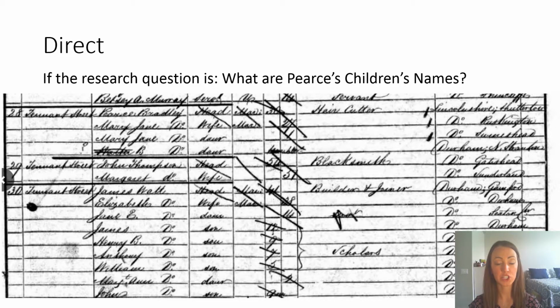What are Pierce's children's names? If that is my research question, then this census record answers that directly because it gives the name of his daughter, Mary Jane Bradley. So that's direct evidence that his daughter's name is Mary Jane. And see how it says daughter here? That's direct evidence that she's the daughter to Pierce.